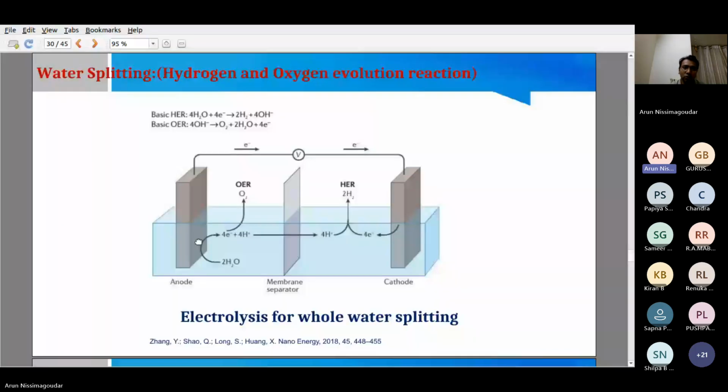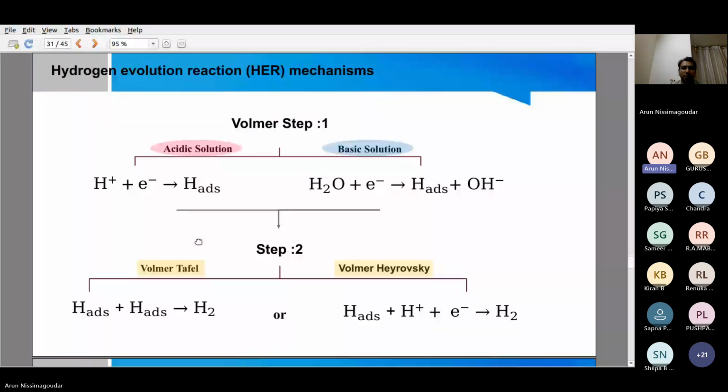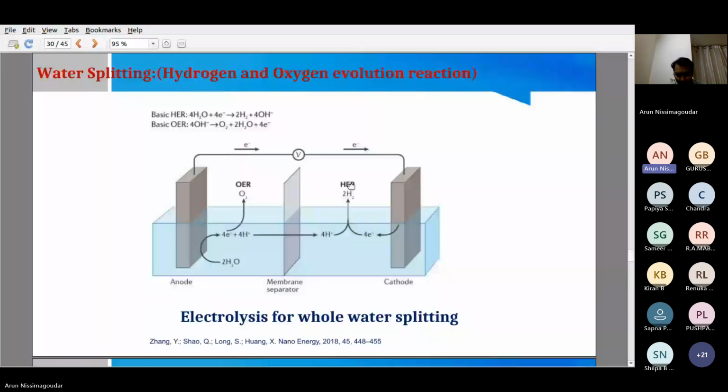Where I am trying to focus is to find a different catalyst to speed up these activities. So you can see that in a HER mechanism, how the hydrogen is splitting. Here you can see that one electron is coming and getting involved, and the hydrogen is split.